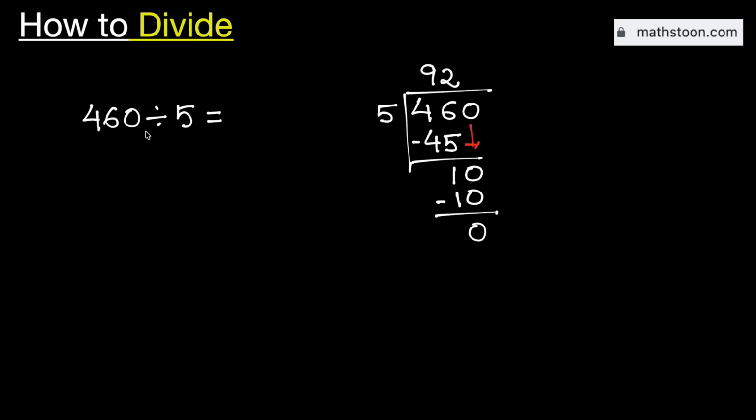Therefore, 460 divided by 5 is equal to 92. And this is our final answer.